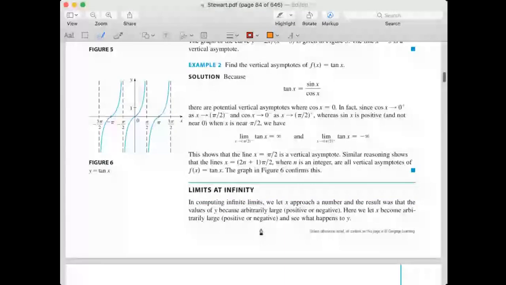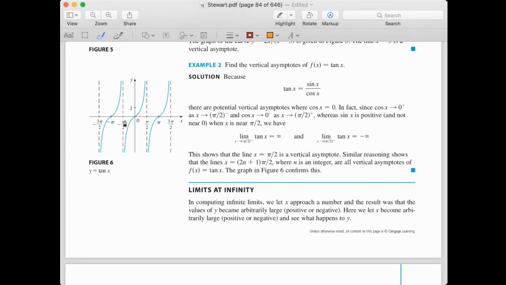Let's see example 2. Find the vertical asymptotes of f(x) equals tangent x. So basically find all those values not in the domain of this function. By our pre-calculus knowledge, we know the tangent function is this way, right? It is discontinuous at every k pi over 2, where k is an odd number.